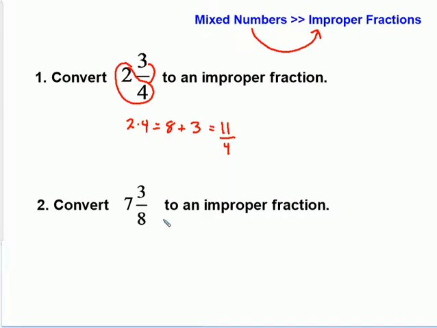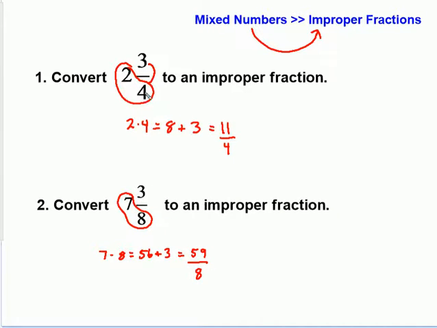Let's take a look at another example. We'll do the same thing. The first thing we'll do is multiply the whole number times the bottom. We have 8-piece pizzas, so pizzas sliced into 8 pieces. If we have 7 of them, then we have 7 times 8, which is 56, and we have 3 extra pieces of an 8-piece pizza. So 7 times 8 is 56, and then we add our extra 3 pieces, and that gives us 59 pieces of pizza, and each piece of pizza is an eighth in size.